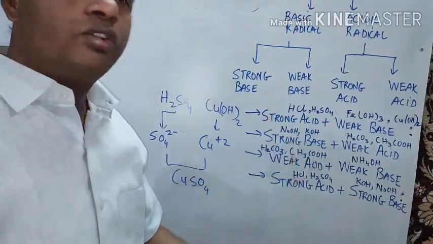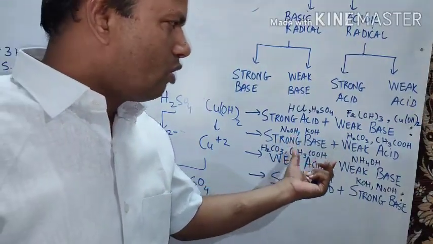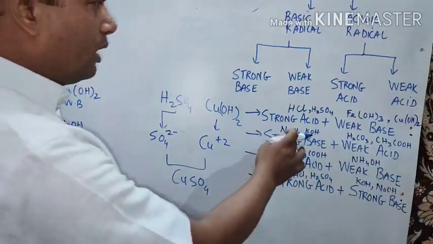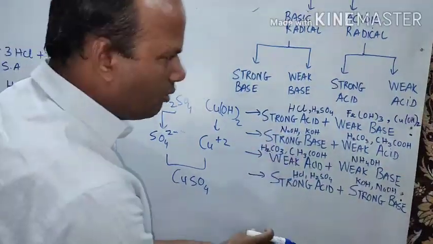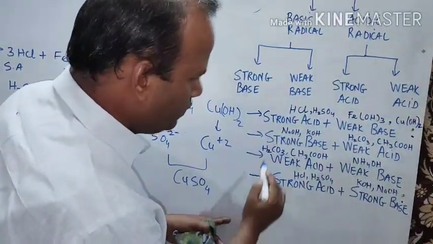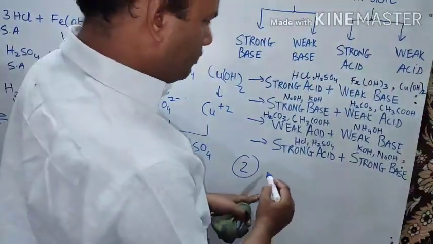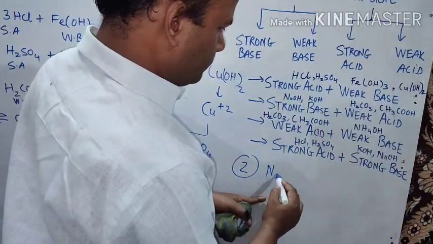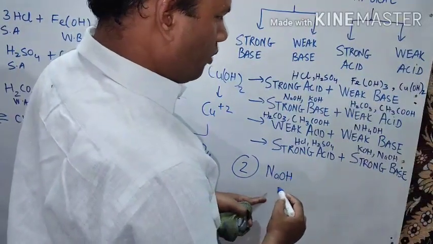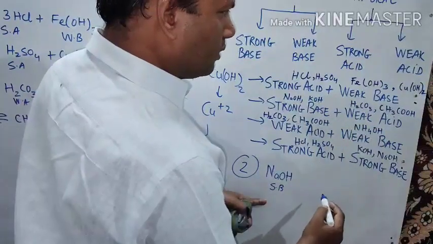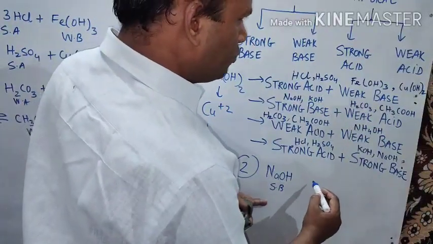Similarly, you can make salt from a strong base and weak acid, and from a weak base and strong acid. Let me take one example of the second type of salt, a strong base and a weak acid. Let us take NaOH as the strong base, and we take a weak acid, let us take H2CO3.